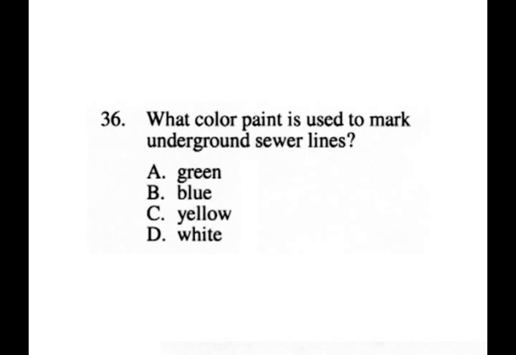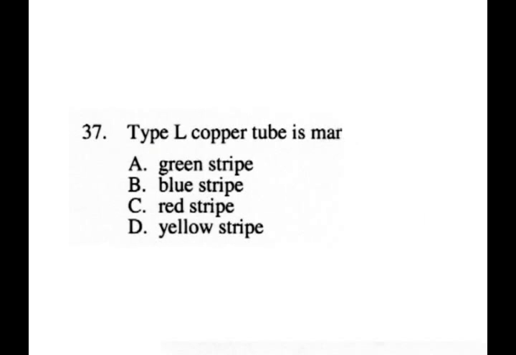Number 36. What color paint is used to mark underground sewer lines? And the answer is letter A, green. You might remember it by thinking green, slimy sewer water. Number 37. Type L copper tube is marked with A, green stripe, blue stripe, red stripe, yellow stripe. And the answer is B, blue stripe.